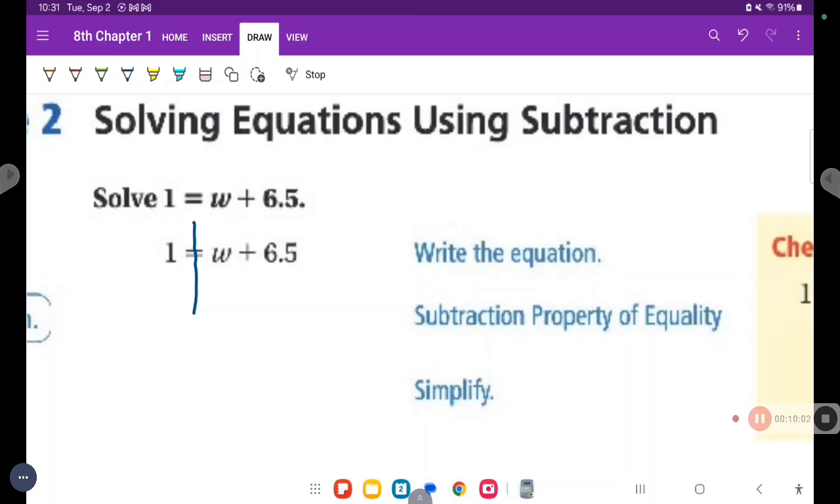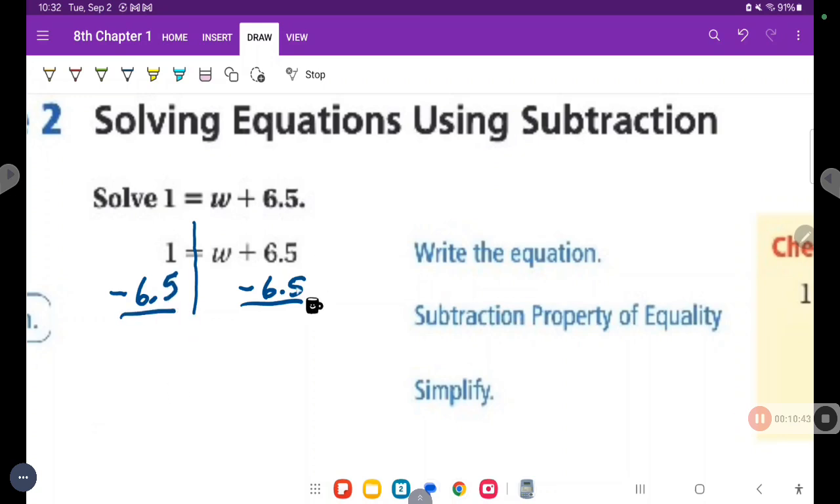So W is selfish, wants to be by himself. This is my side. Get out of here. Is W by himself right now? No. We've got this plus 6.5. So how do I get this over to the other side? Why do I subtract it? Because I have to do the opposite of what's right there. So if that's plus, I'm going to subtract. And if I subtract on the right side, you have to do it on the left side.